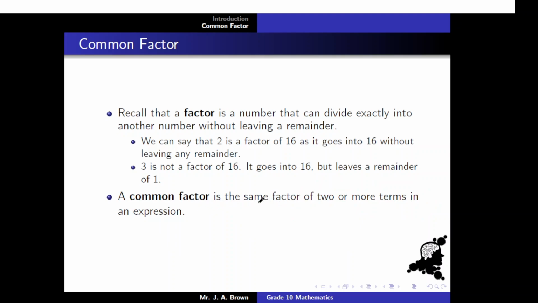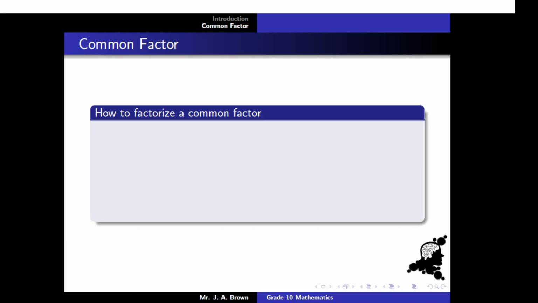The common factor is the same factor of two or more terms in an expression. So basically, what are we saying here? When we are asked to find a common factor, we must have a minimum of 2 terms and a maximum of any number of terms for that matter. So, how do we factorize a common factor? Well, the first thing we need to do is identify the highest common factor. You've got memories from grade 9 on how to do this when working with numbers.